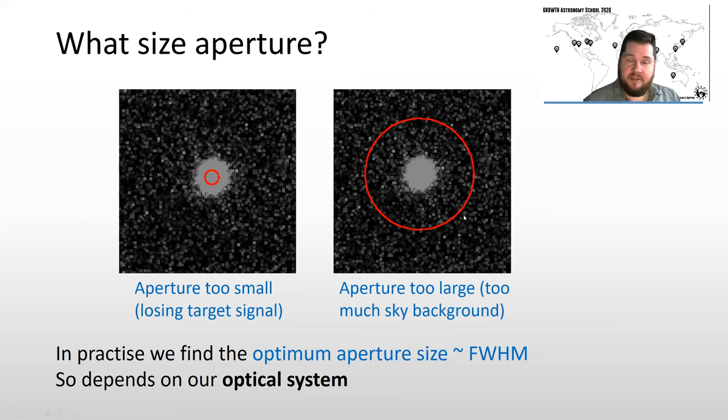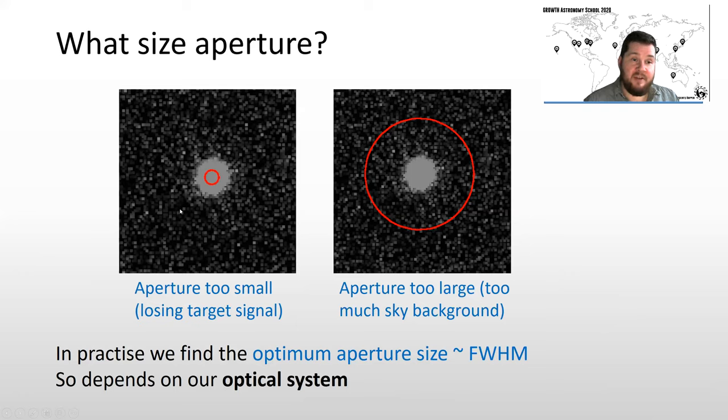Here, the aperture is clearly too big. I've got all of my photons from my target, which is good, but I'm also adding in an awful lot from the sky. Now I can work out the number of sky photons that are contributing and subtract them off, but I can't subtract away the noise. So there's going to be an increase in noise from all of this background contribution, and that's not good.